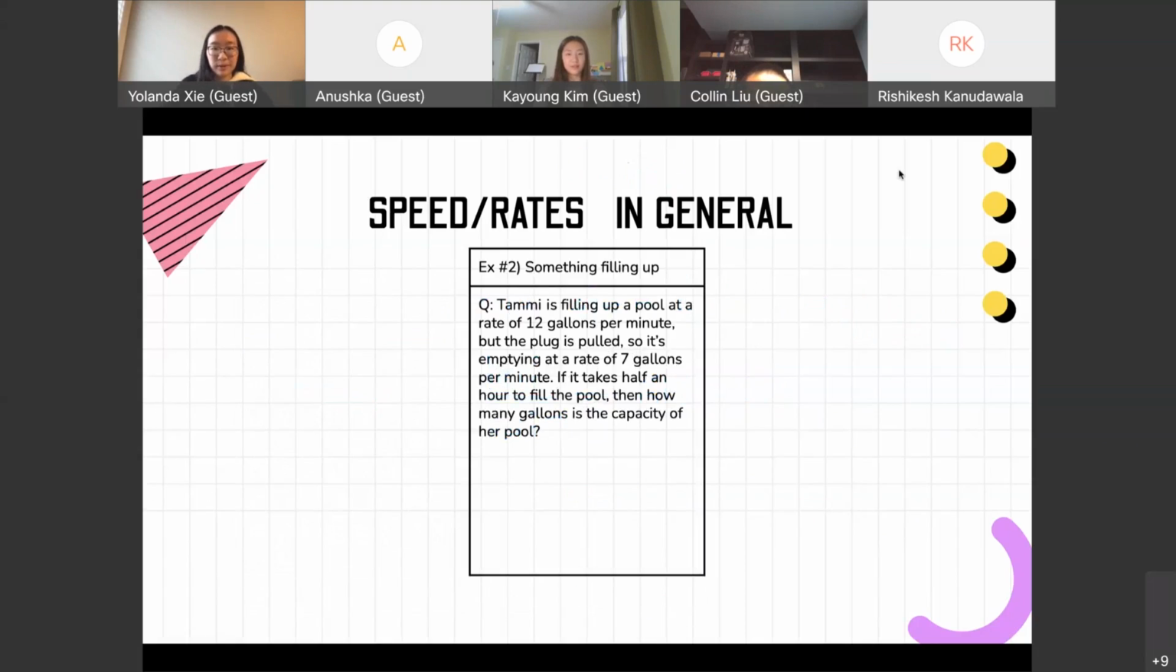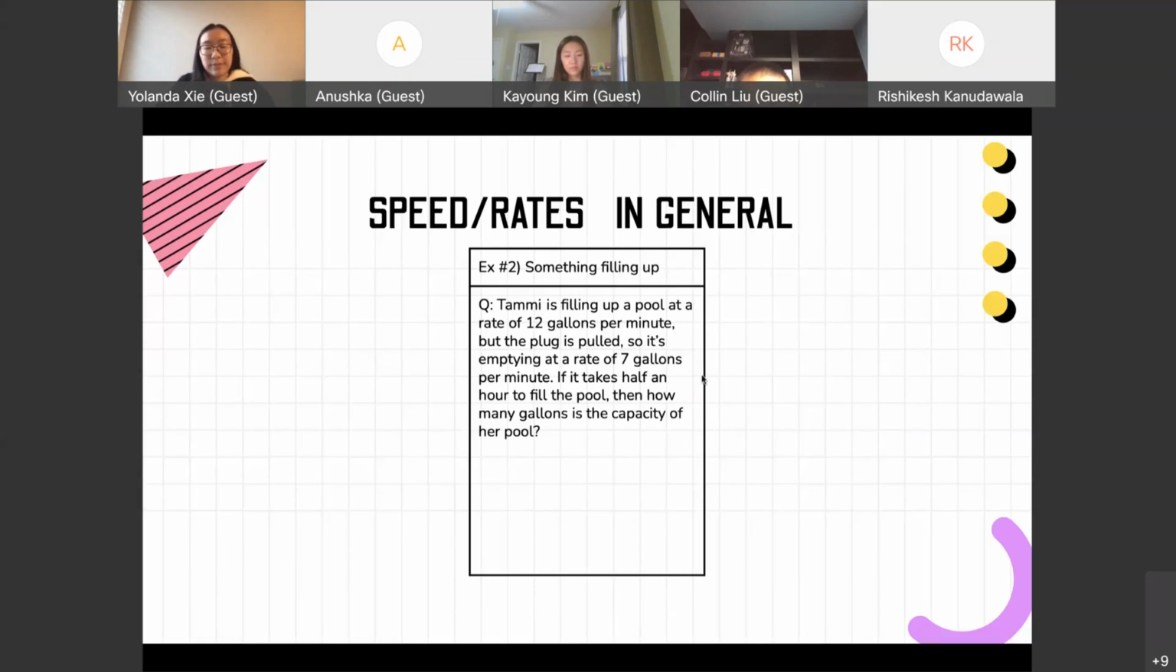All right, so problem 2. So another way you can use rate is for something filling up. Tammy is filling up her pool at a rate of 12 gallons per minute. However, she doesn't realize that the plug is pulled. So while she's filling it, the pool is also emptying at a rate of 7 gallons per minute. And it takes her half an hour to fill the pool.